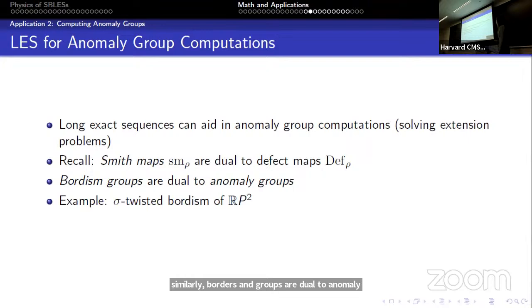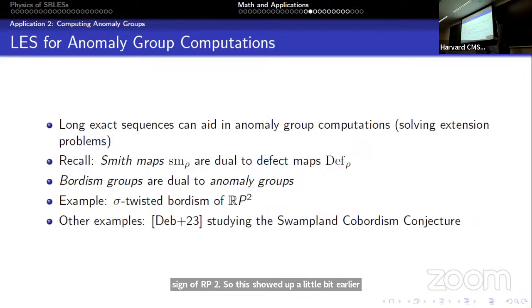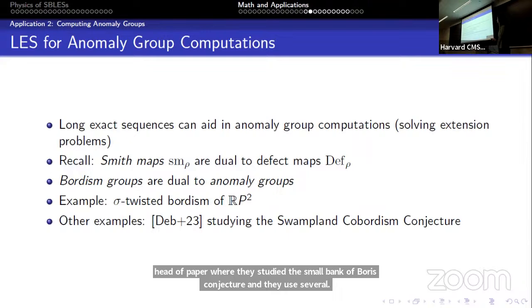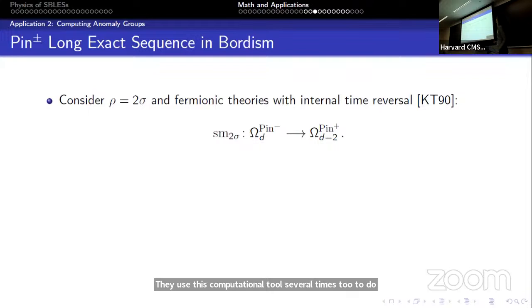But okay, let's do an example of how we can compute a group of interest. Let's say I wanted to compute sigma twisted bordism of RP2. This showed up a little bit earlier, and I'll point out where that came from. Let me quickly say that for other examples of using the Smith long exact sequence, you can see Arun et al.'s paper where they study the Smith-Plank group bordism conjecture, and they use this computational tool several times to deduce some groups of interest to them. Okay, but let's focus on this example.